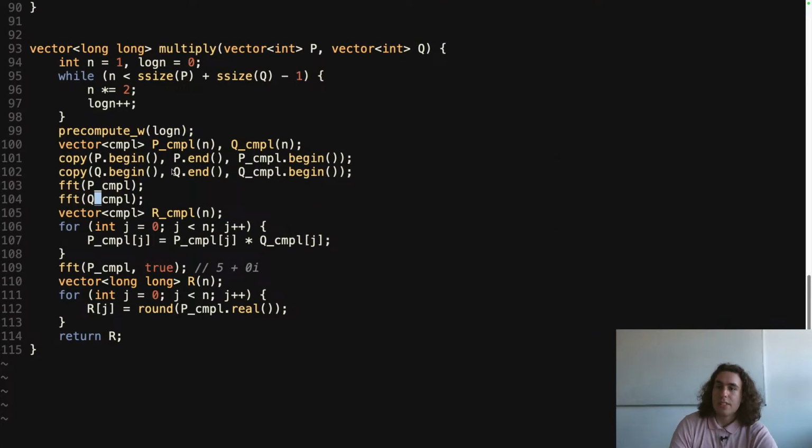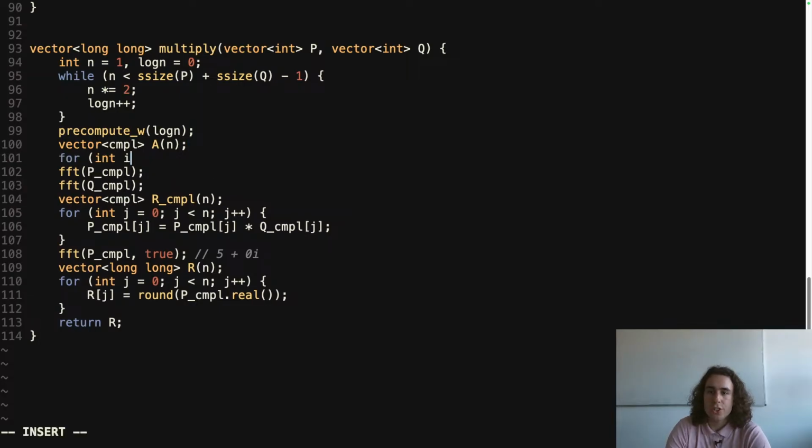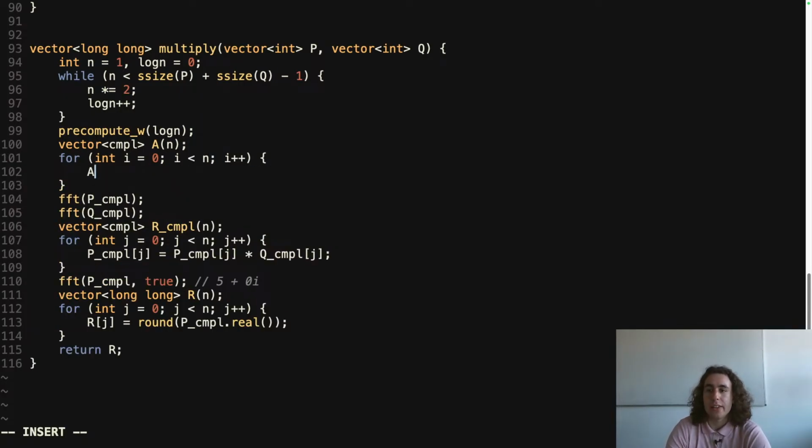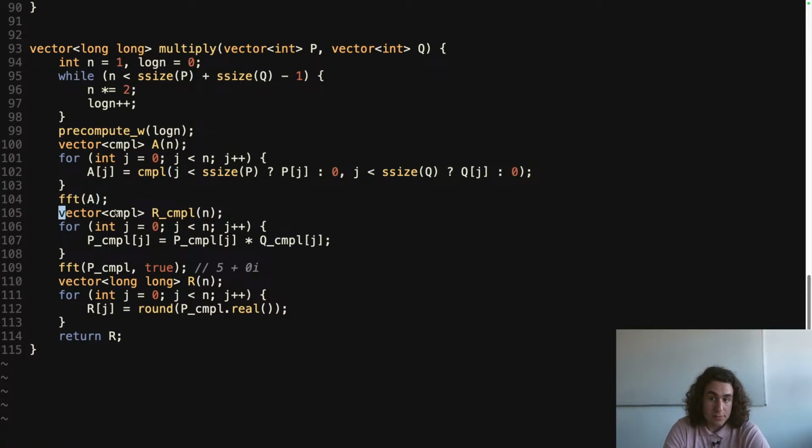And then I can just divide, right? So what I'm going to do is I'm going to have only one vector a, and I'm going to put all the coefficients of p and q into a. So, again, we're not using index i, we're only using index j. It's a complex number with the real part pj and the complex part qj. But these could not exist, so we need to check j is smaller than size of p, otherwise 0, j is smaller than size of q, otherwise 0. Then I just make FFT of a.